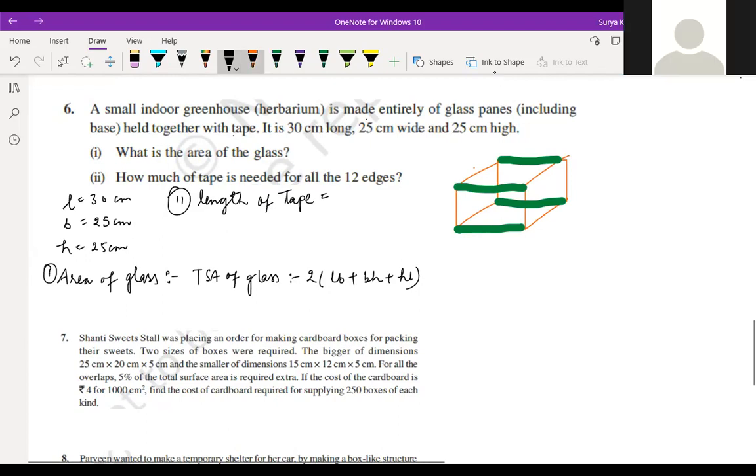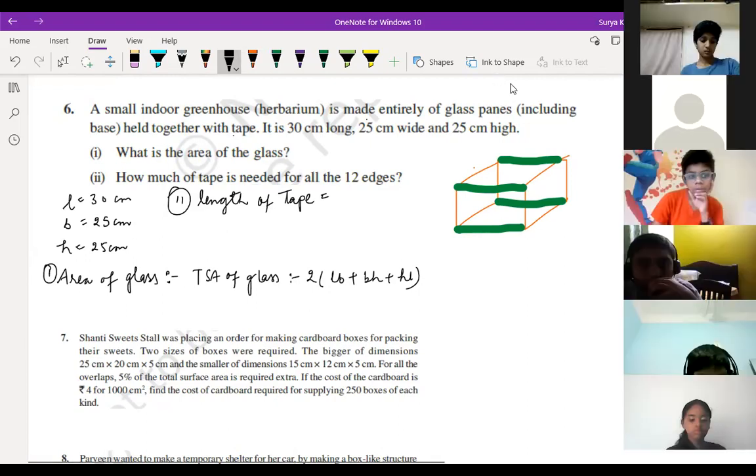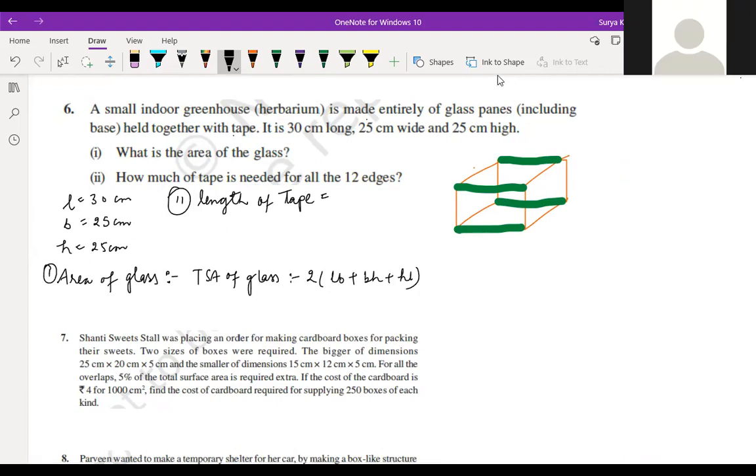See children, Nihar, all of you just try to understand what I'm doing right now. Length of all the 12 sides. This one part is length. The green color part is length. And how many lengths are coming? 4 lengths, right?